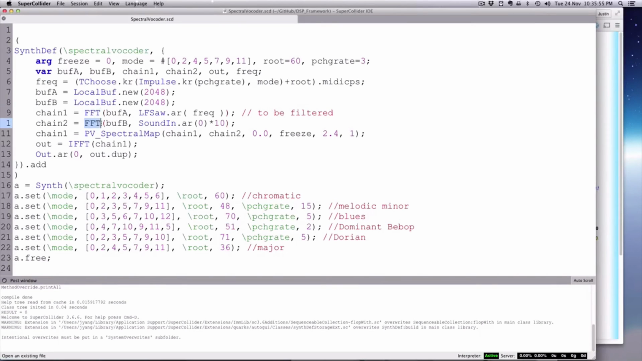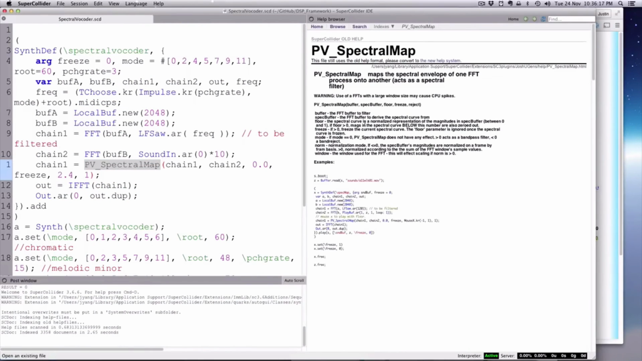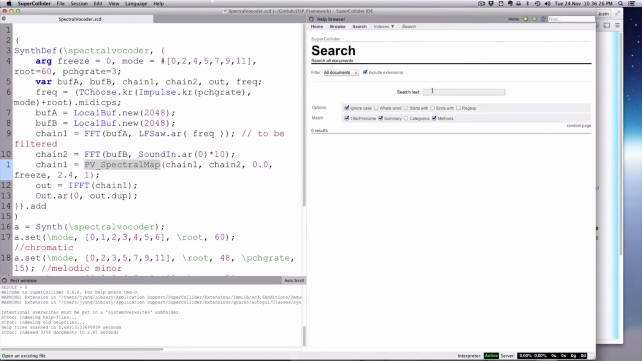And then we also take another FFT of, in this case, the sound coming in, okay? And so we convert both of the sounds we're dealing with from time domain to frequency domain. And then we run some kind of function on it in the frequency domain. So if we do that, we can see this maps the spectral envelope of one process onto another. And like I said, there's loads of these really nice PV objects. I think if we just do a search for PV.